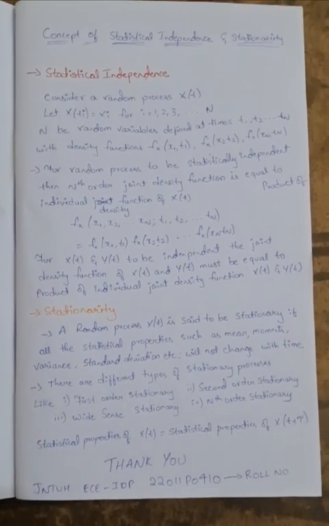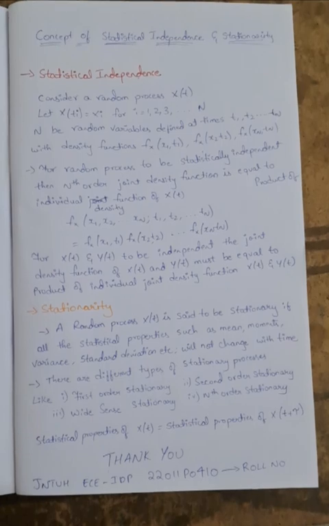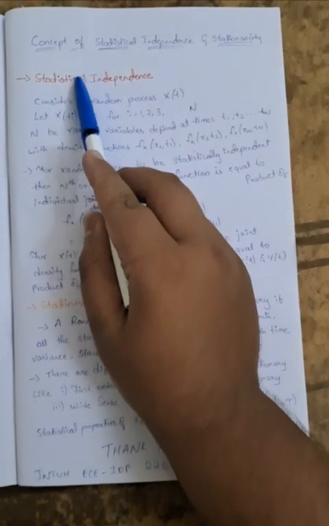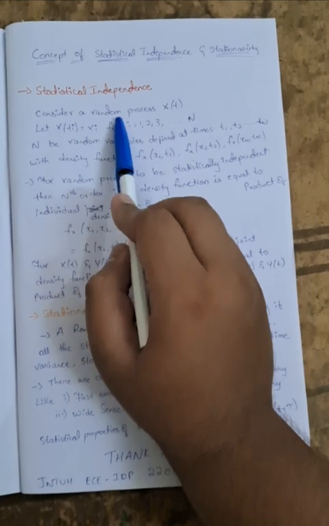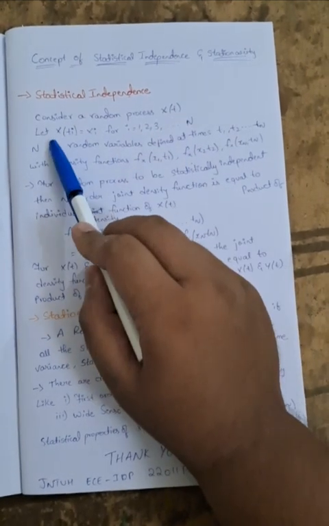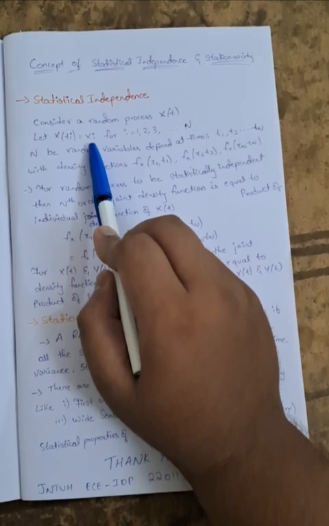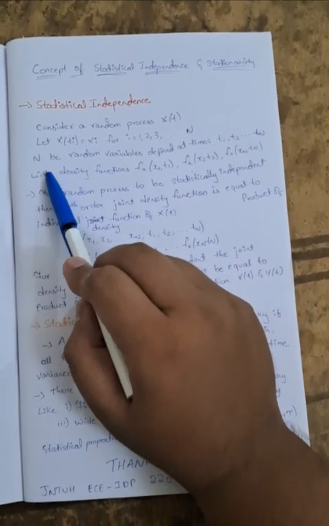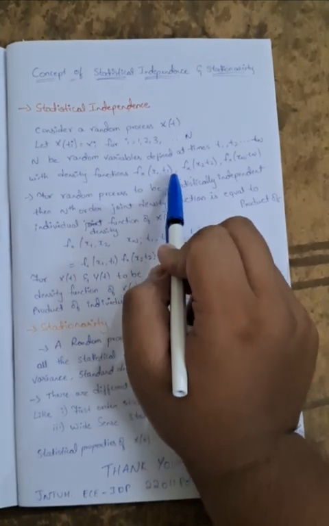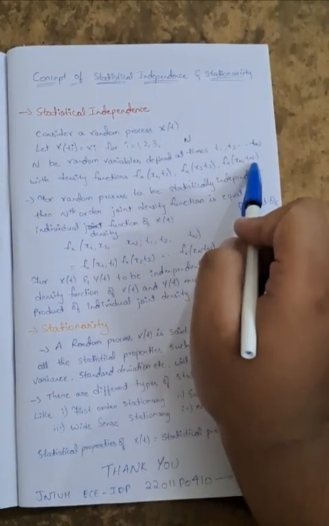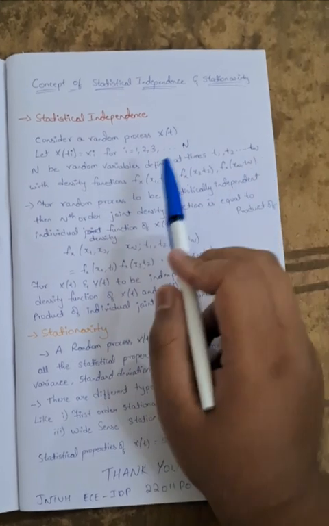Now we will discuss the concept of statistical independence and stationarity in the random process. First we will discuss the statistical independence of the random process. Consider a random process x(t). Let x(ti) equal xi, where xi are the random variables defined at the times ti with density functions fx(x1,t1), fx(x2,t2), fx(xn,tn) at the times t1, t2 and so on up to tn.